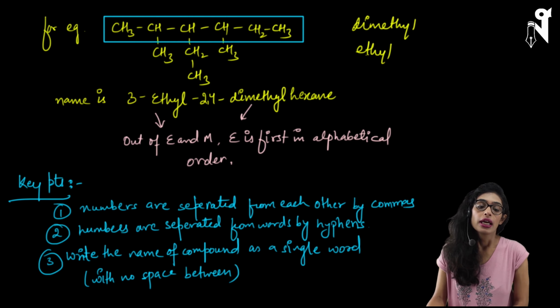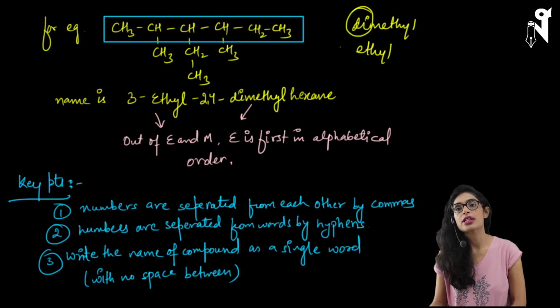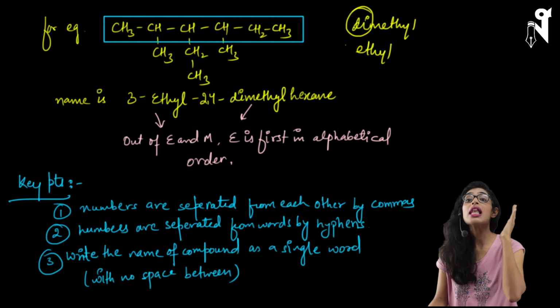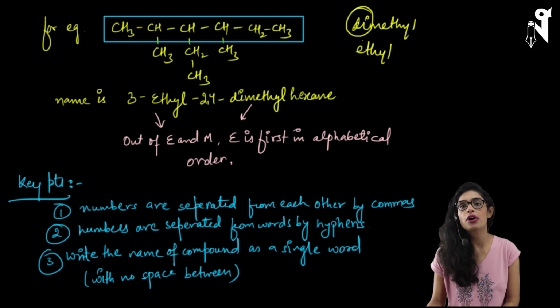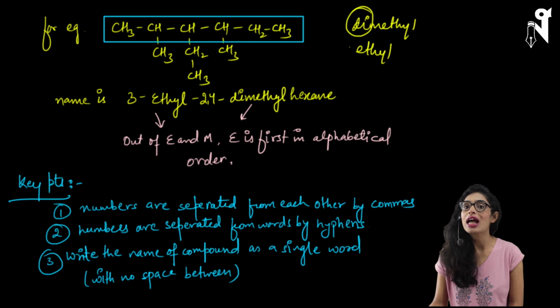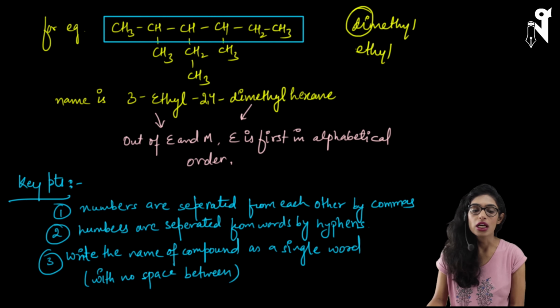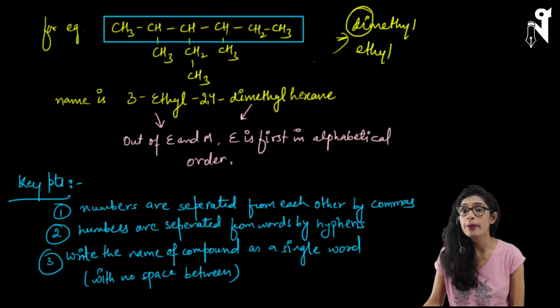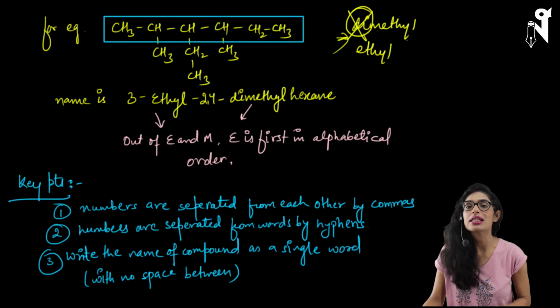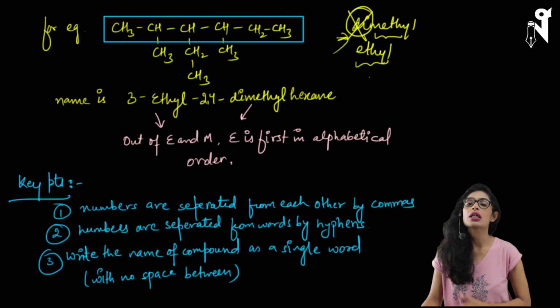Understand this. The prefixes di, tri, tetra will not be considered for the alphabetical order. The actual name of the branch will be. So basically, though D comes first and E comes later in the alphabetical order, we are not considering di for the alphabetical arrangement. We will be checking the methyls M and ethyls E for the alphabetical placement in the naming of a compound.